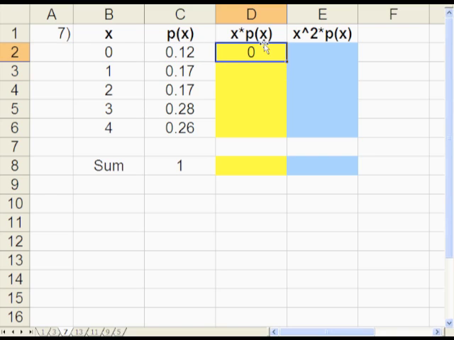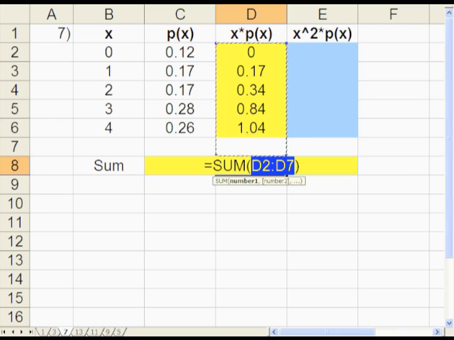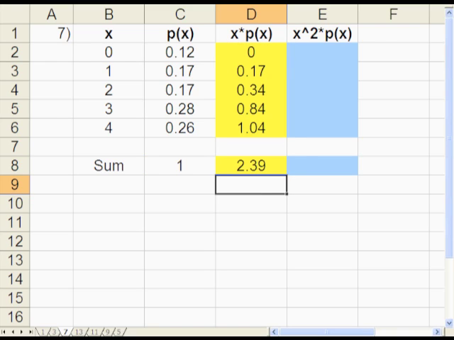We're going to use the autofill feature. Lower right hand corner, dark cross. And we get what we're looking for. Compute the mean. Add those values, and we find that it's 2.39.